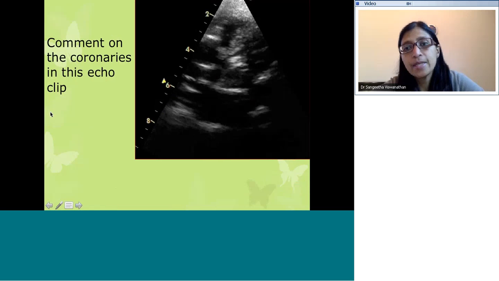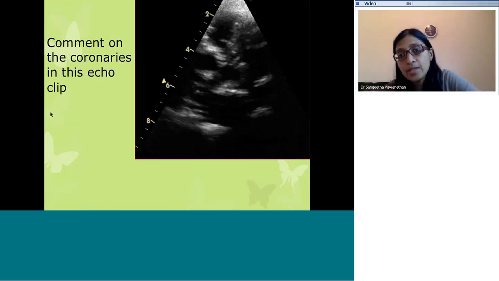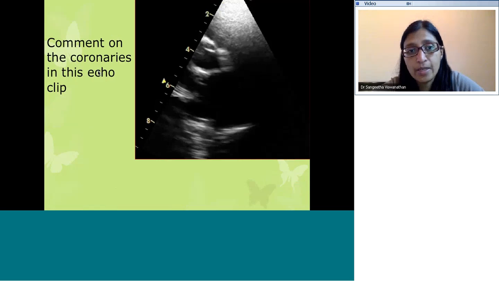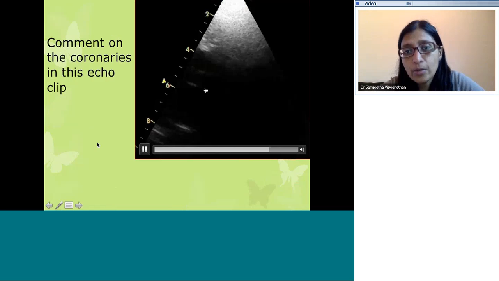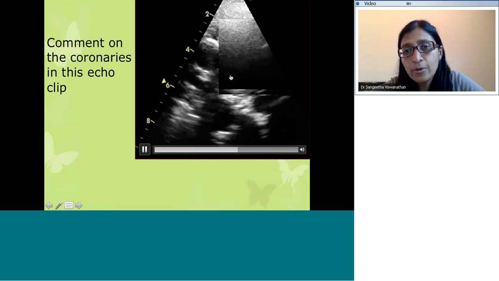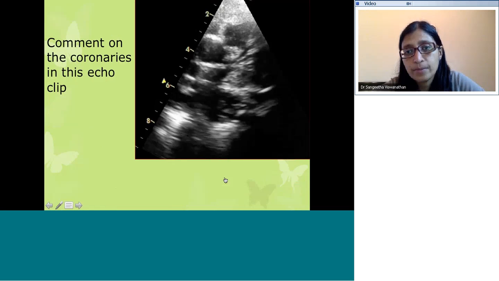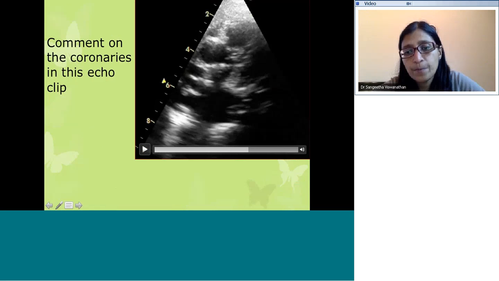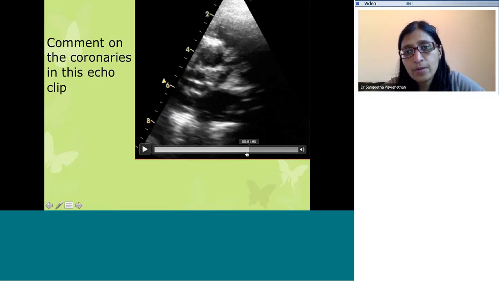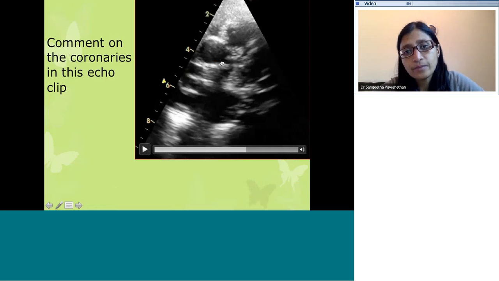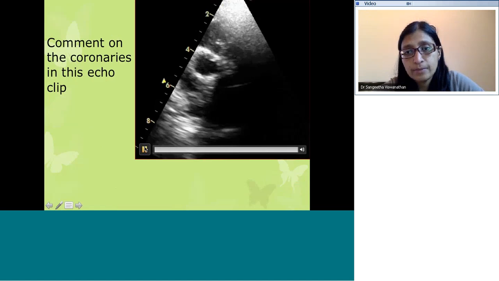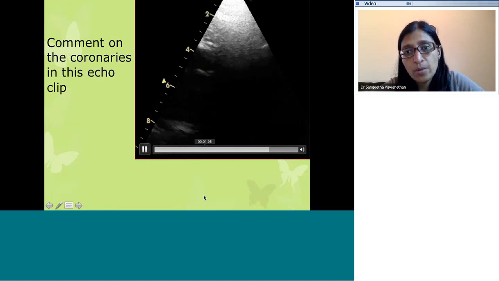So anyway, when we see a dilated and dysfunctional LV, it's important to assess the coronaries, because what are we looking for when we do that? ALCAPA, correct. So here we're looking at the coronaries. Is this ALCAPA or is this normal? So I've just slowed it down so that we can see. This is the aorta. This is the left main coronary artery. What do you think? Yeah, it appears normal, doesn't it?